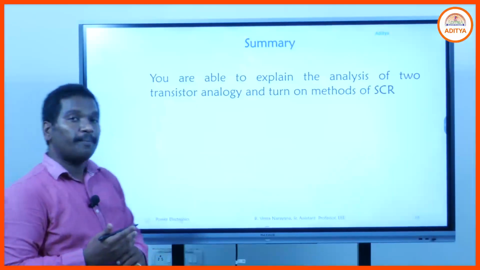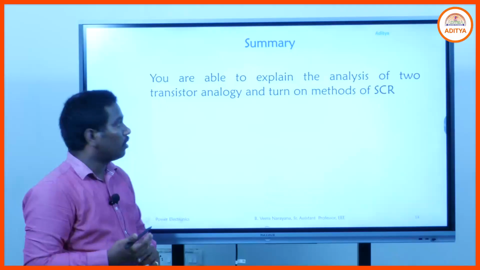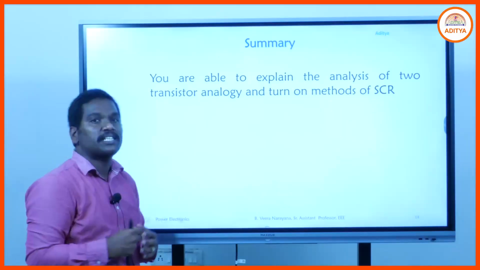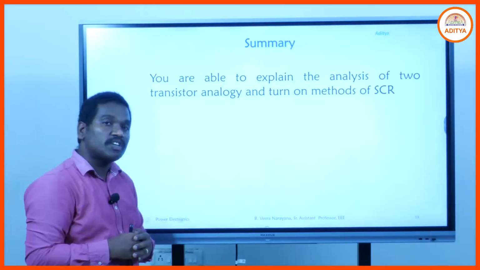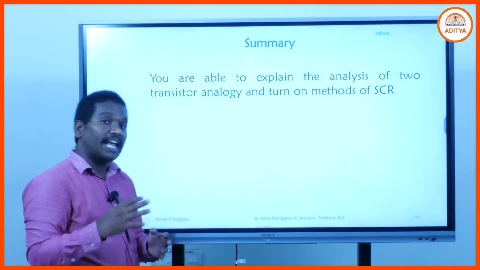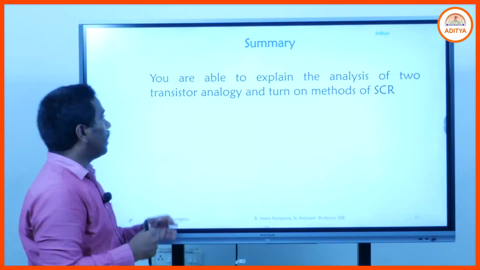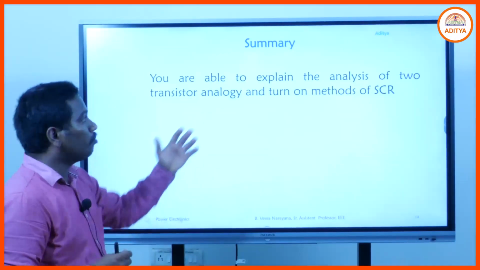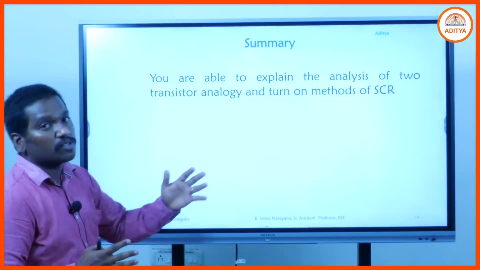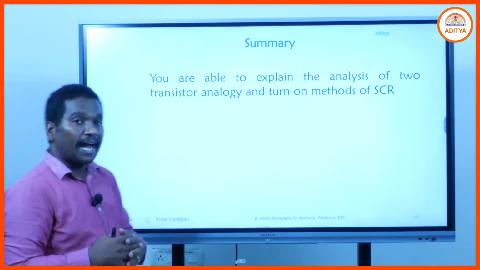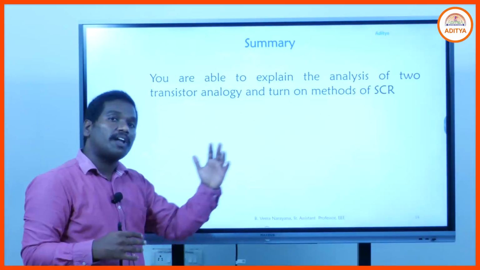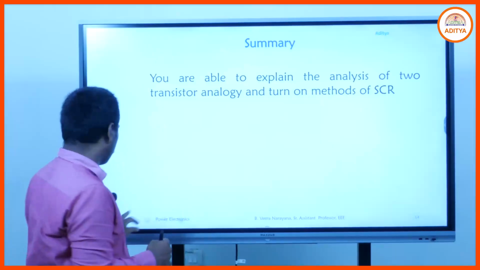So coming to the summary of this module, here we discussed the two transistor analogy of the SCR and turn on methods of the SCR. So at the end of this class, you are able to explain the analysis of two transistor analogy and what are the different turn on methods of the SCR.